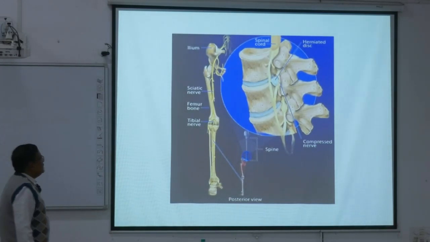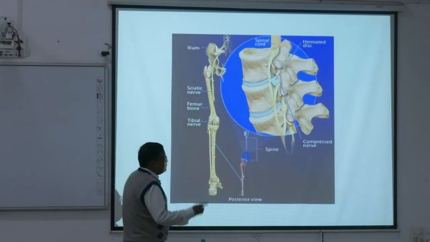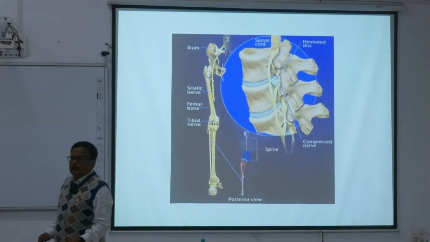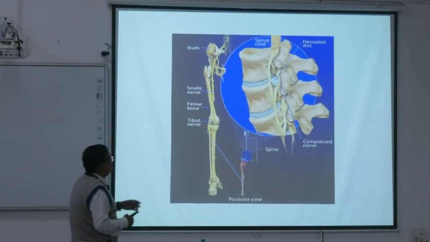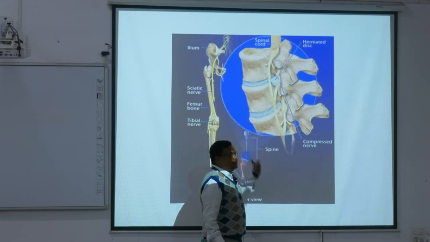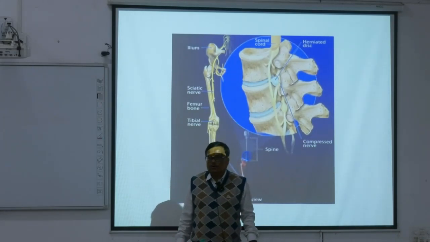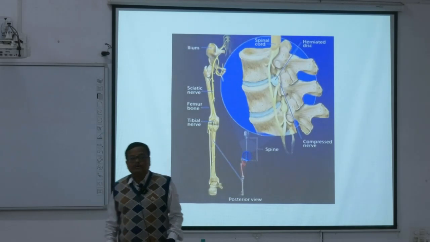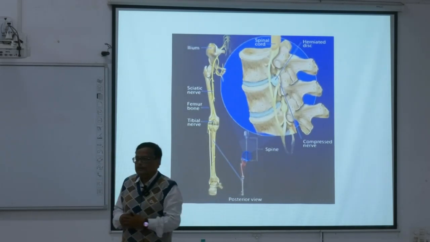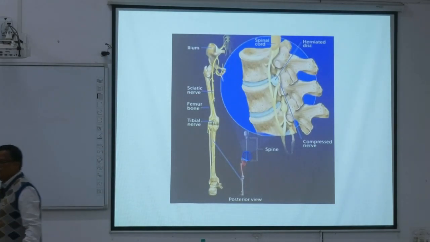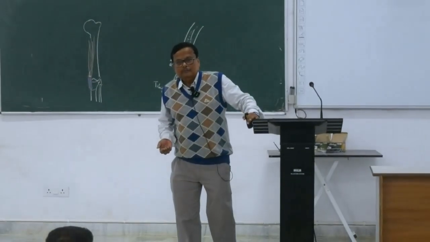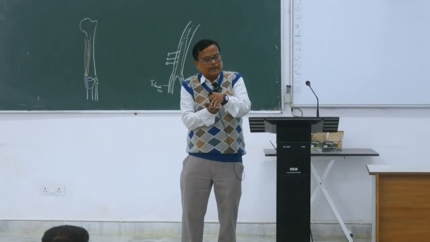Okay, some time ago I told you about spondylitis and spondylolisthesis. If there is damage in old age, degenerative changes occur in the intervertebral disc. What is the intervertebral disc? It is the fibrocartilaginous disc between the bodies of two vertebrae.